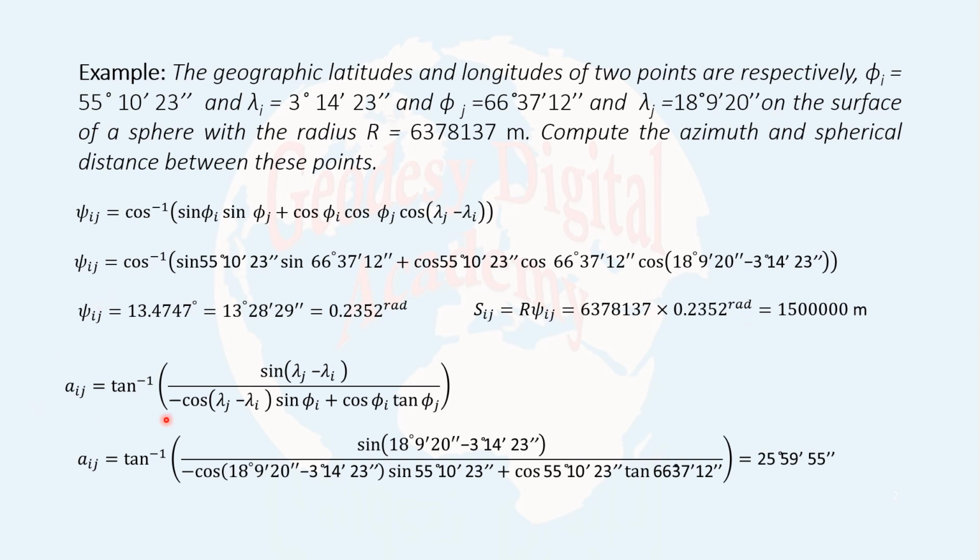For the azimuth, I use the formula for the azimuth that I derived. Here you see that I have the sine and the cosine. Just insert the numbers, insert the latitudes and longitudes into the formula, and I get exactly the same azimuth that I had in the previous example. This means that both of the formulas are correct. All formulas are correct.